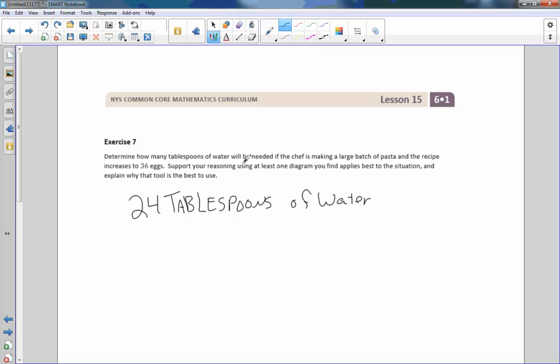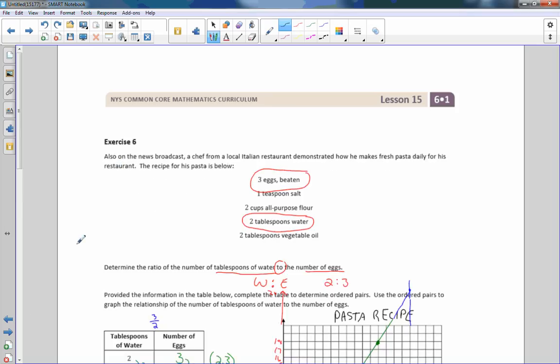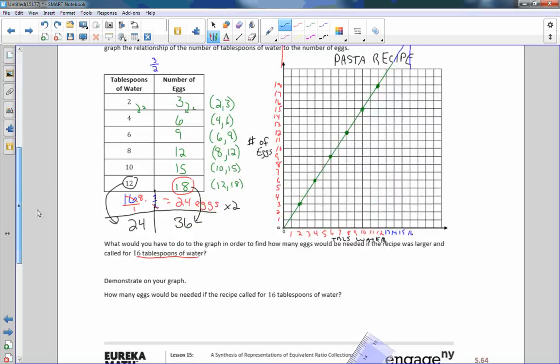Okay, support your reasoning using at least one diagram you find applies best to the situation. Explain why that tool is best to use. Okay, so that's why I explained it that way. If we just use the table, we can find multiples to get from 18 to 36 very easily, and then do the same to the x that we knew, or the tablespoons of water.